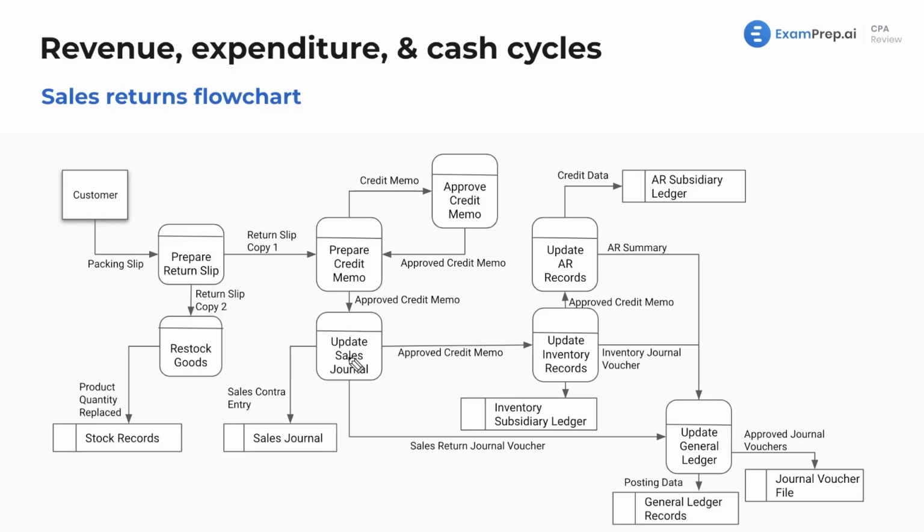We want to update the sales journal. We're doing contra accounts. We are just reversing every journal entry. That's essentially what all of these are doing. We're updating the AR records. We're going to update the inventory subsidiary ledger. Essentially, we want to get to the general ledger. And really, we're just completely entering opposite journal entries to what we had done. So that's the gist of it, right? Just be familiar with kind of this concept of the sales returns flowchart.